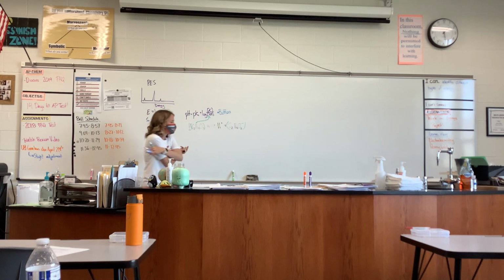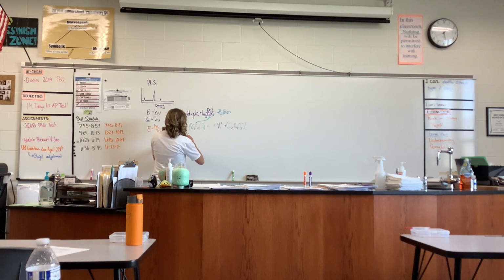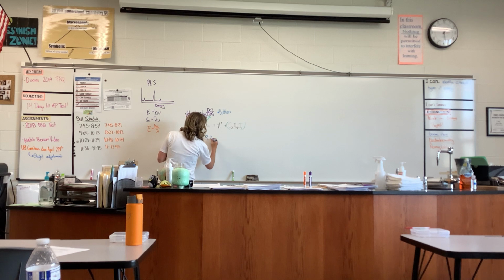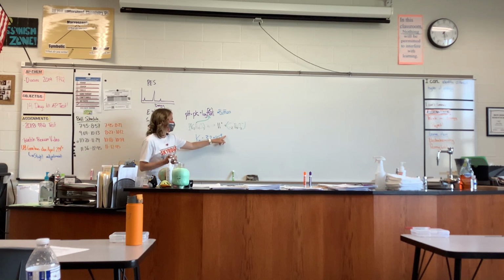So, let's go over that. To pick an appropriate indicator, you can go off of the pKa value, which is the exponent. So if we have Ka equals 3.2 times 10 to the negative 4, then yeah, you'd want an indicator that's around 4. Is that what you're referring to, Zach?